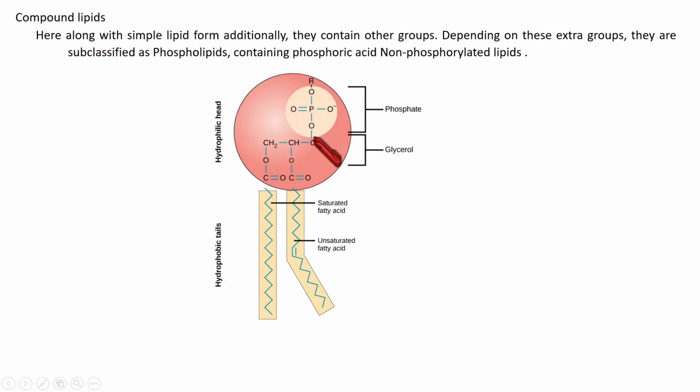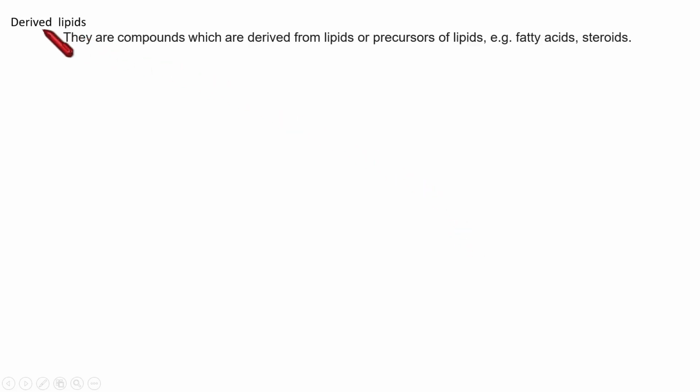Okay. The picture shown here is that of a phospholipid. We can see a phosphate group here, glycerol, and two fatty acid chains. So it's a compound lipid. Next, derived lipids. Derived lipids are compounds which are derived from lipids or precursors of lipids.